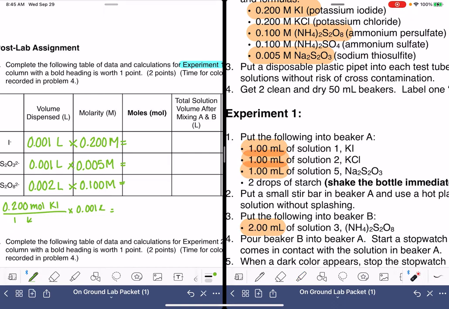1 plus 1 plus 1 plus 2. That's a total volume of 5 milliliters, or in liters, 0.005. And that's the same for all of these, so they were all mixed together. They all ended up with that same total volume.